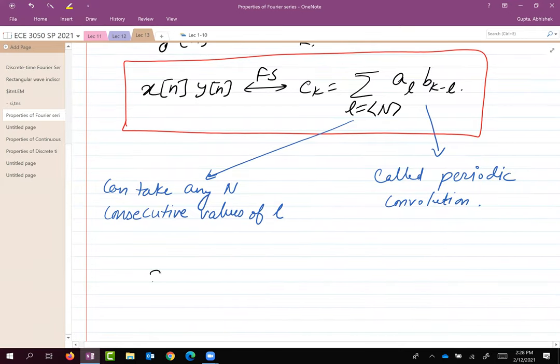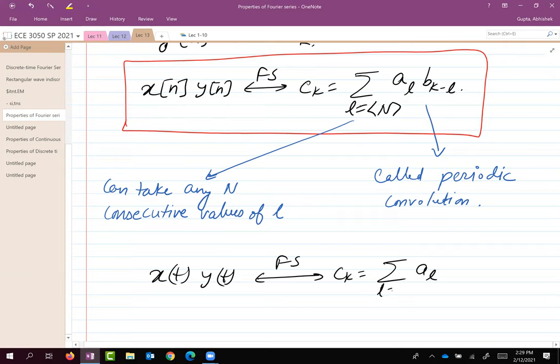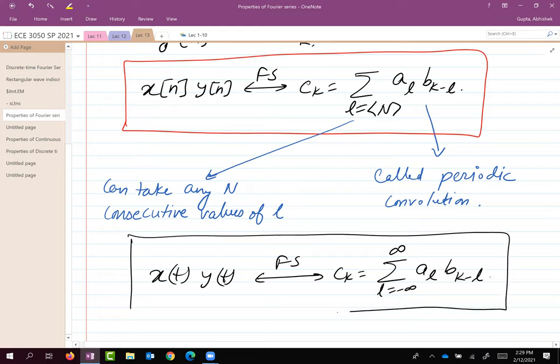So in the continuous time, we had x(t), y(t), the Fourier series coefficient c_k was summation a_l, l goes from minus infinity to plus infinity, b_(k minus l). Okay, and we did the derivation in the class for this expression. So multiplication in continuous time, the Fourier series coefficient would be convolution in the Fourier series space.